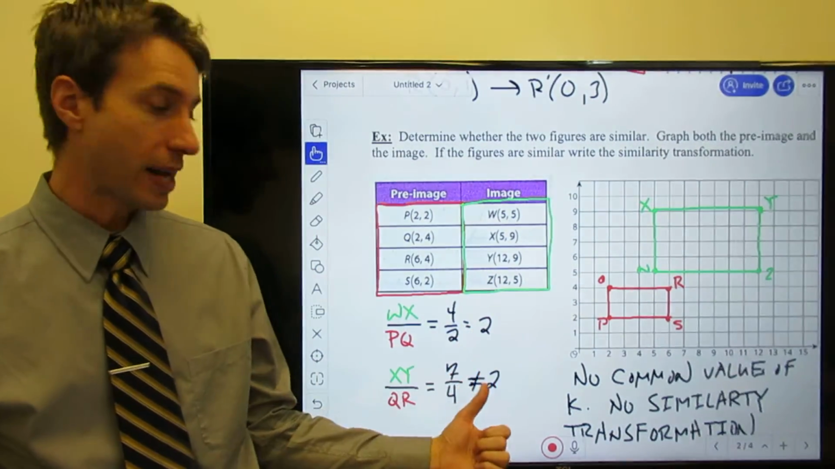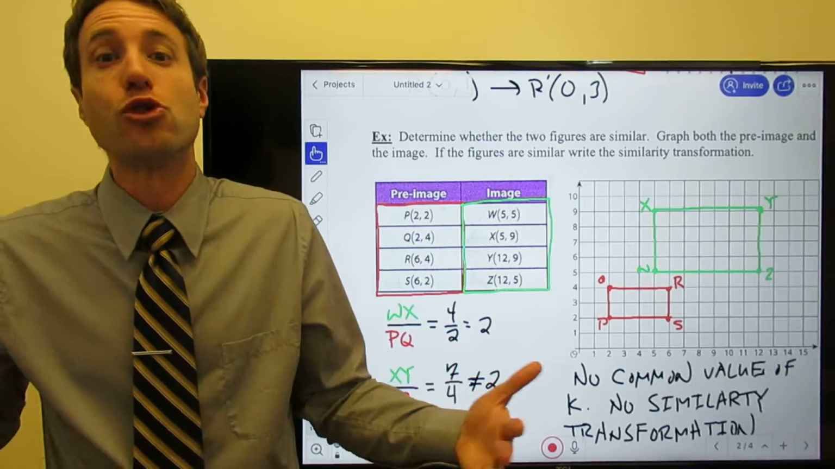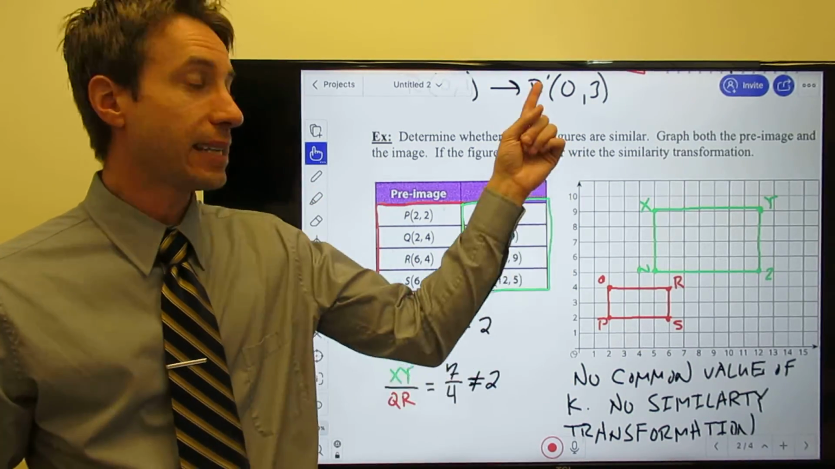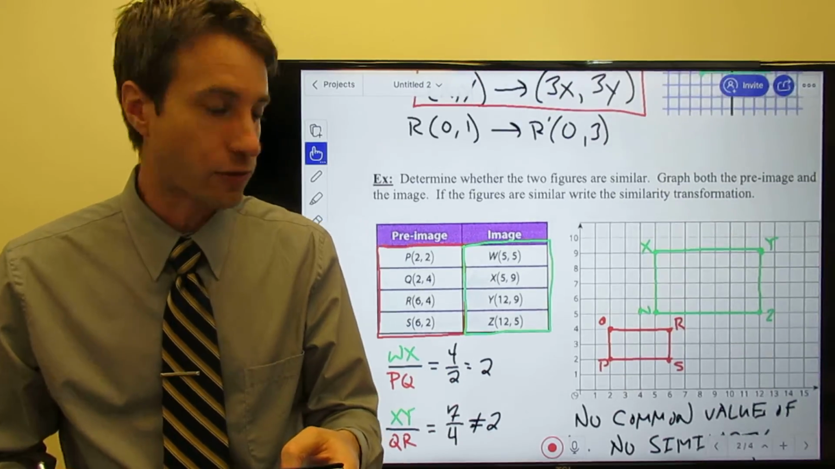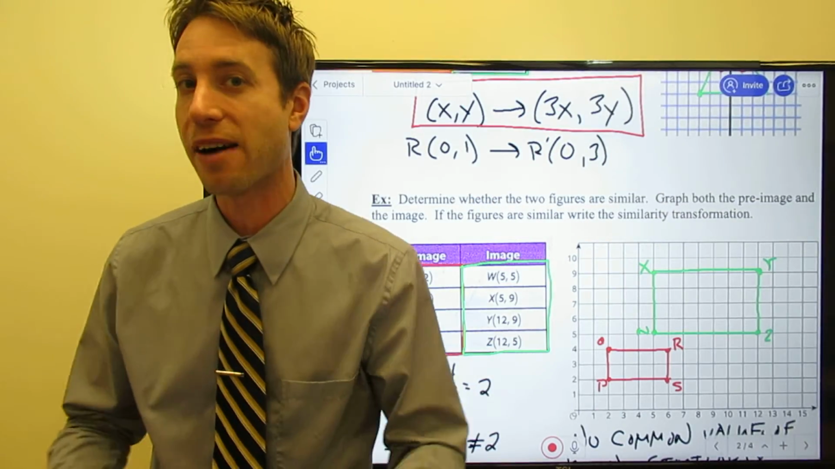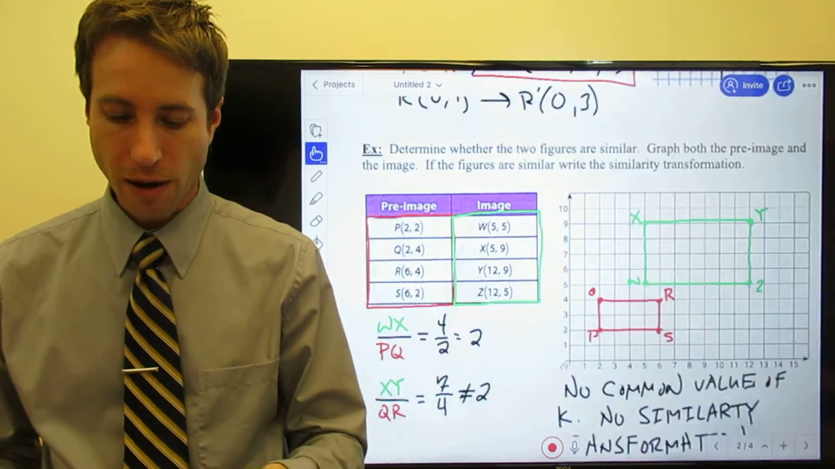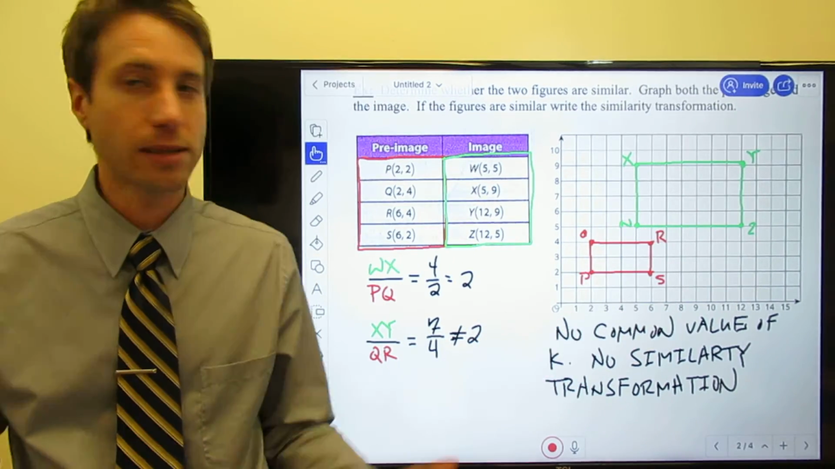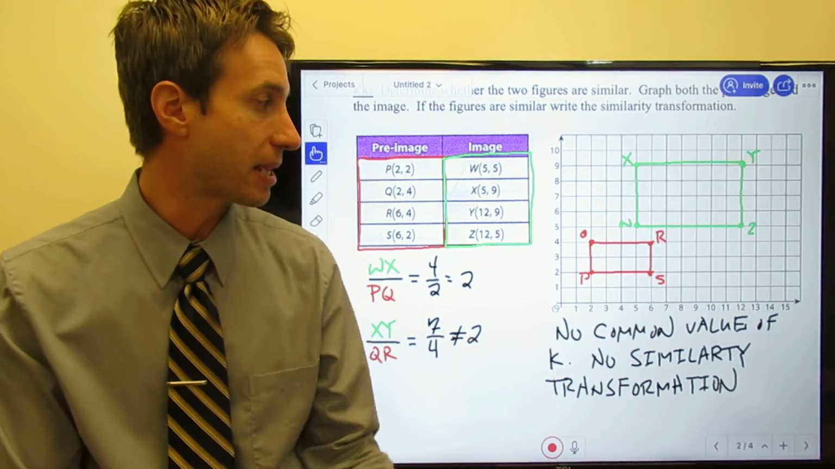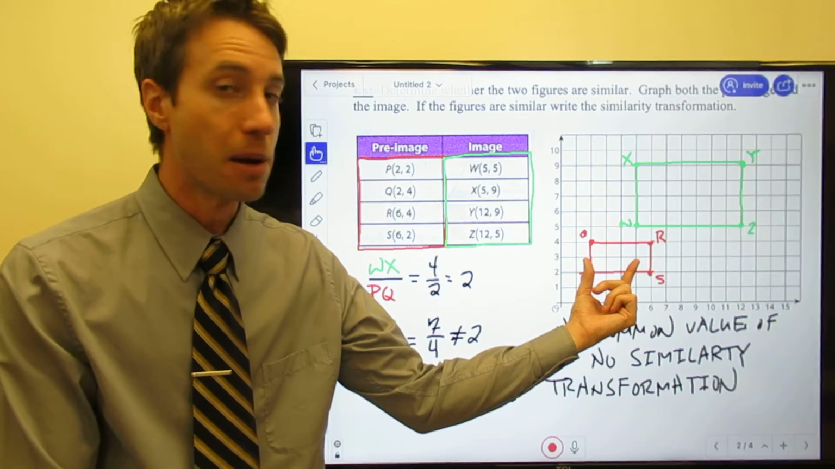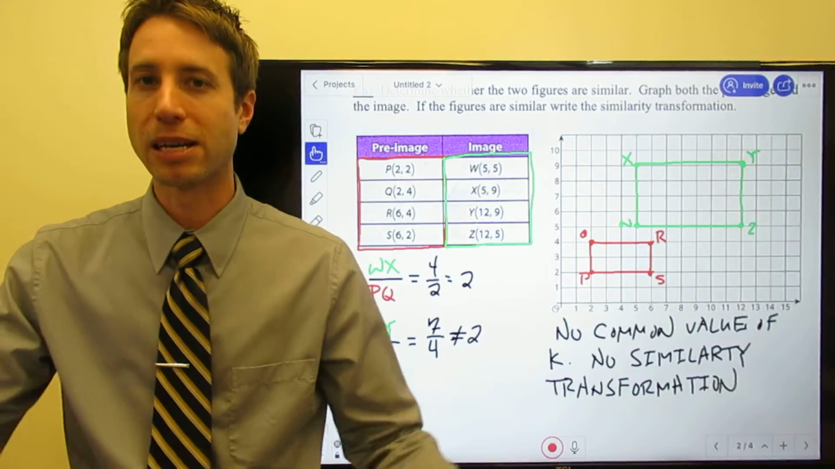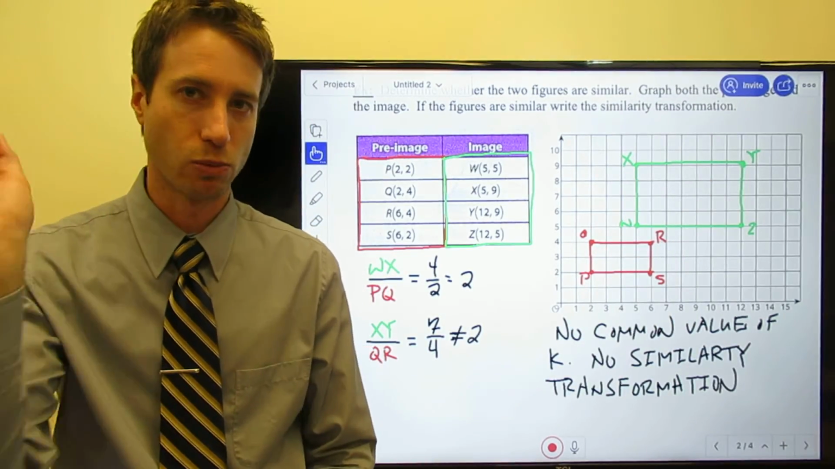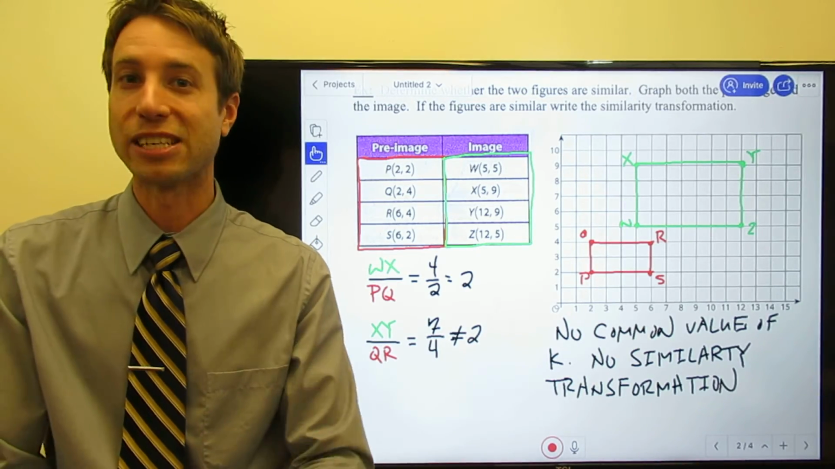I just did 2 ratios and I didn't get the same thing. So there's no way to write a similarity transformation for dilations if I don't have a common ratio of all of the sides. And so in this case, there isn't. It is not because of a dilation that I go from this pre-image to this image. It must be something else, which we'll do much, much later. For now, we're only interested in dilations.